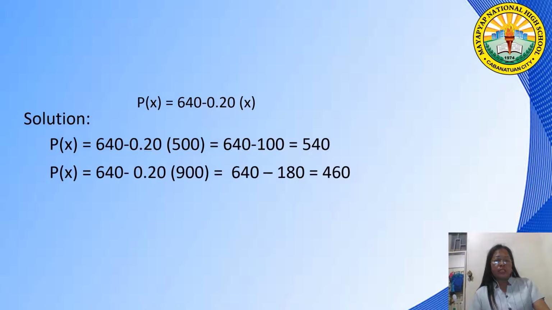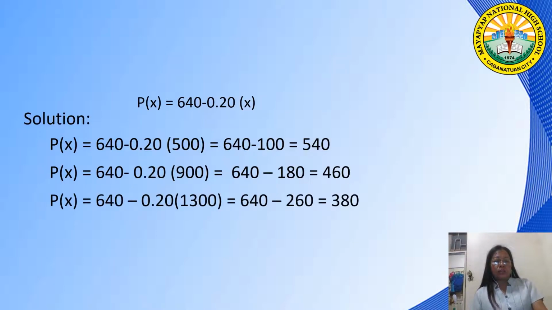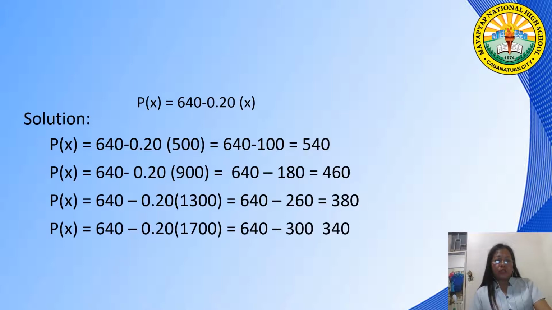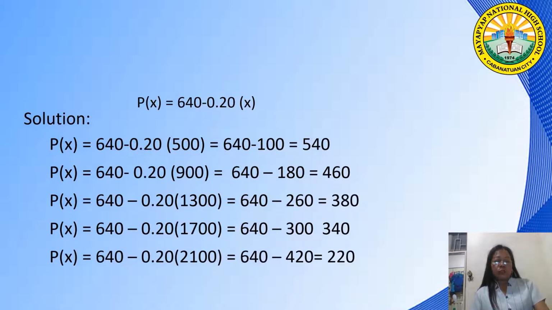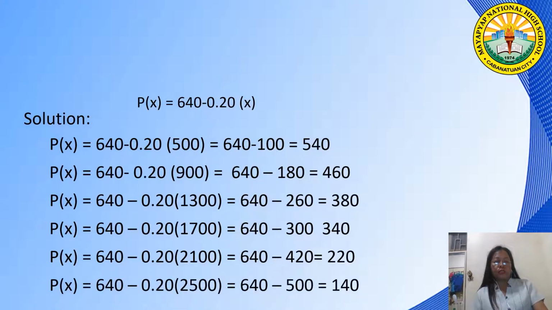If x is 900, the price per t-shirt is 460. If x is 1,300, the price per t-shirt is 380. If x is 1,700, the price per t-shirt is 340. If x is 2,100, the price per t-shirt is 220. And if x is 2,500, the price per t-shirt is 140.